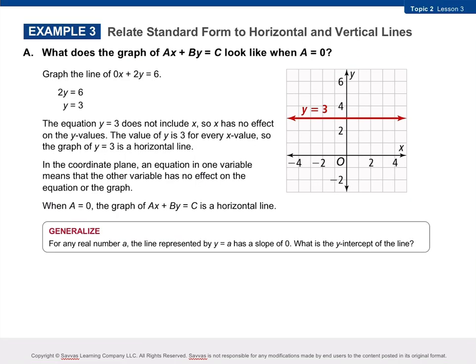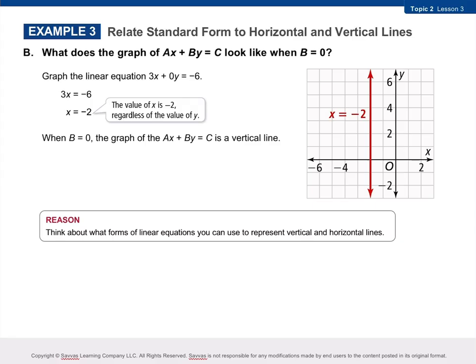Again, I have screenshots from the textbook of both of those situations. So what would it look like if it's y equals a number? It's a horizontal line. Why does it look like that? And then what would it look like if it was x equals a number? It would be a vertical line. What does that look like? So you could pause the video at these two screenshots and read through that.